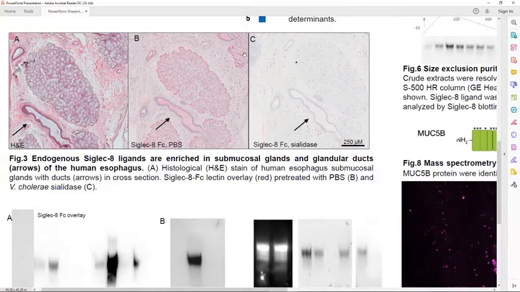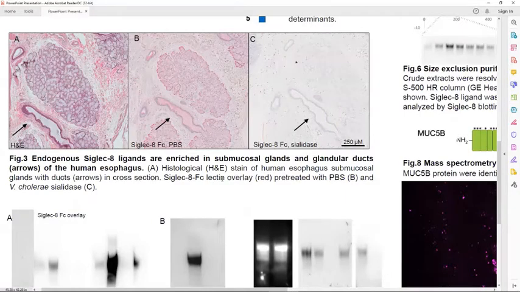And then in panels B and C, I am doing a Siglec-8 Fc overlay with the sections treated with PBS in B and sialidase in C. So the red things in panel B are the Siglec-8 ligands, concentrated mostly in the mucous cells of the submucosal glands of the human esophagus, as well as in the ducts. And all of this is sialidase sensitive.